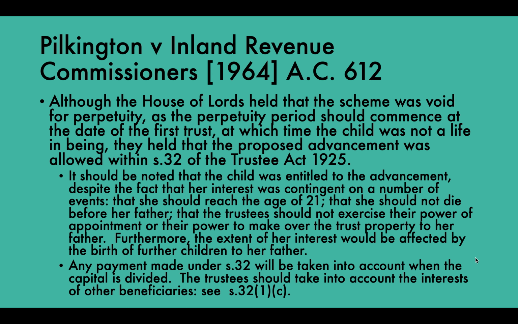However, the child was entitled to the advancement. Okay? It should be noted that the child was entitled to the advancement despite the fact that her interest was contingent on a number of events. That she could reach the age of 21, that she could not die before her father, that the trustees should not exercise their power of appointment or their power to make over the trust property to her father. Furthermore, the extent of her interest would be affected by the birth of further children to her father. So this case doesn't make a whole lot of sense, really.